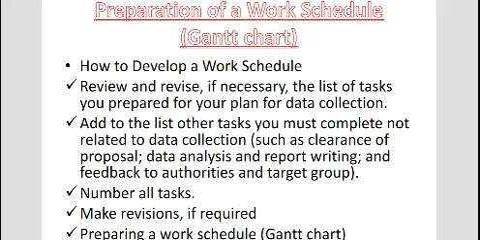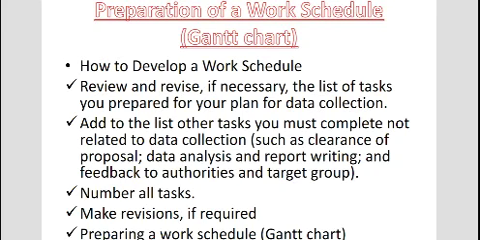If you want to develop the work schedule, you cannot develop it if you don't know the tasks that should be done. So first you have to review and revise, if necessary, the list of tasks you prepared for your plan for data collection. Add to the list the other tasks you must complete not related to data collection, such as clearance of proposal, data analysis, report writing, and feedback to authorities and the target group.